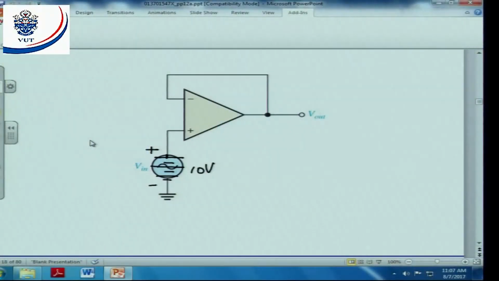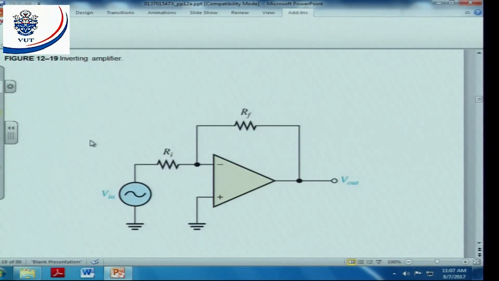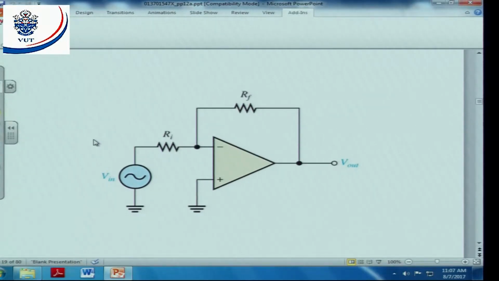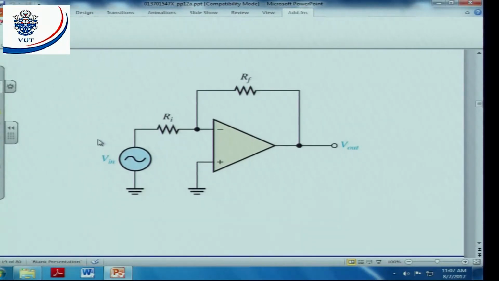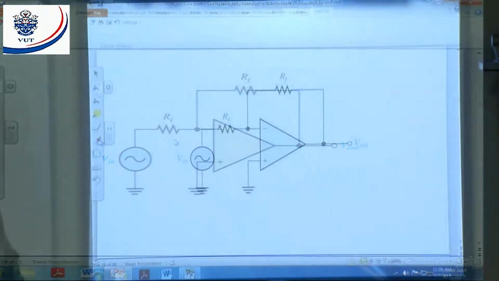Now the next one, what I'm going to do is the inverting amplifier. The book starts with the non-inverting amplifier, then the voltage follower, then the inverting amplifier. What we're going to do next is the inverting amplifier. There's a circuit diagram of the inverting amplifier. As mentioned, it's going to invert the input signal. If I apply positive, the output should go negative. If I apply negative, the output should go positive.